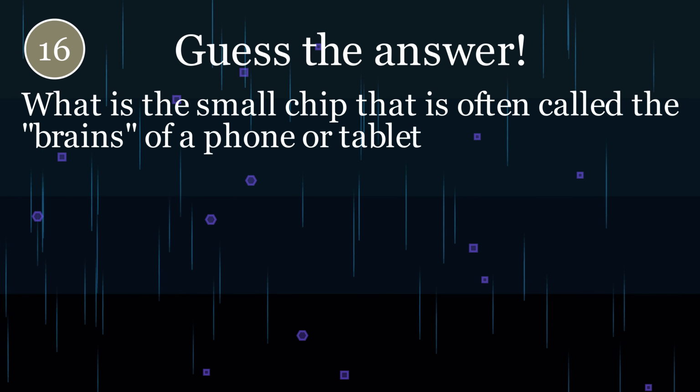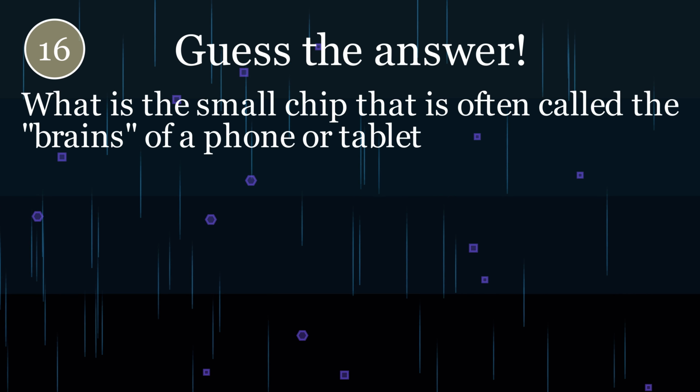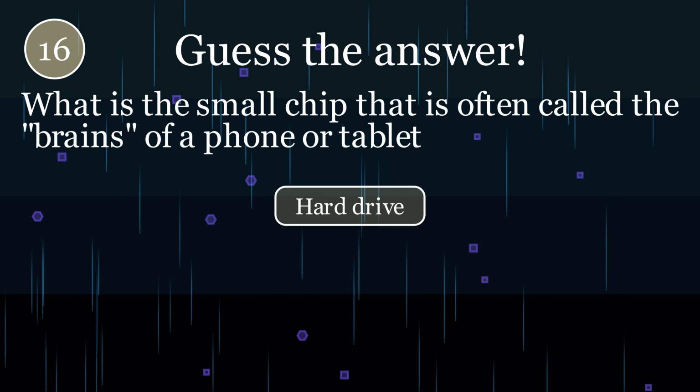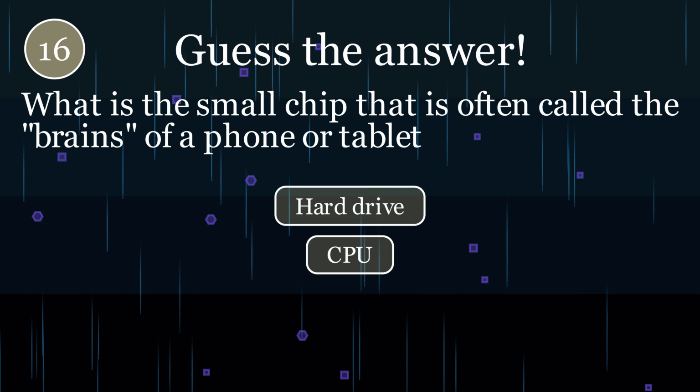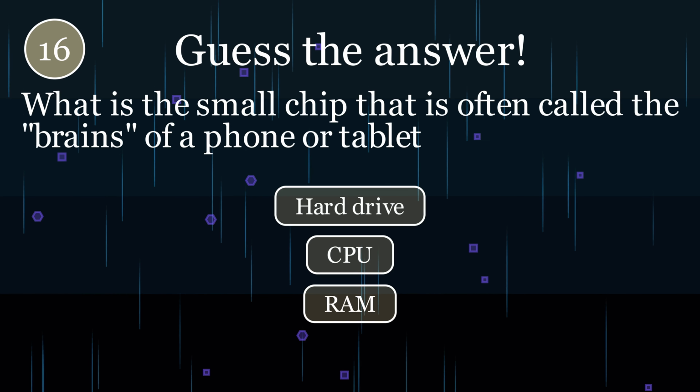What is the small chip that is often called the brains of a phone or tablet? Hard drive. CPU. RAM.